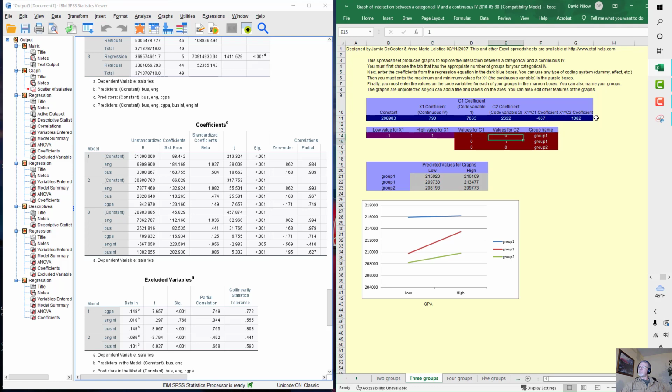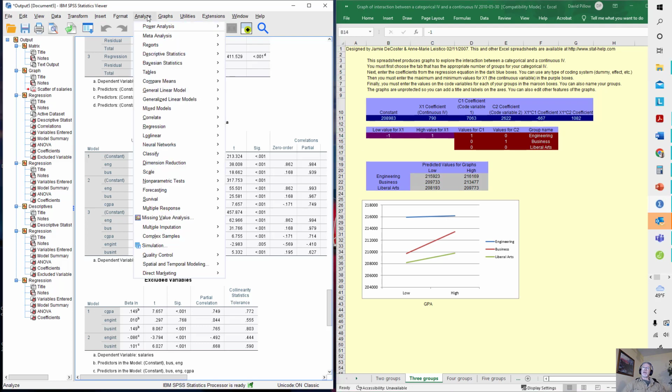Following the dummy coding scheme here, my 0-0 group was liberal arts. My 0-1 was business. My 1-0 was engineering. Last thing I need to fiddle with is the low value for X and the high value for X.